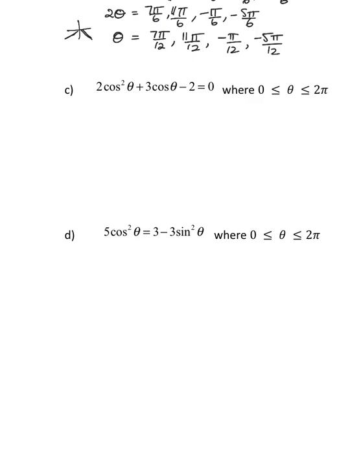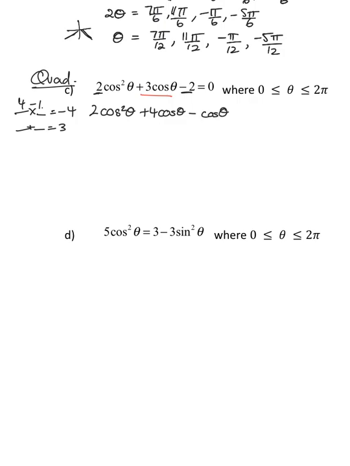Okay, this question here, question C, is a quadratic that we need to solve. So we're looking for 2 numbers that will multiply to give us minus 4, but add to give us 3. So I'm going for 4 and minus 1. What I do with that information is I'm going to split this centre term into those two. Then I'm going to pair and factorise. So 2 cos squared theta plus 4 cos theta minus cos theta minus 2 equals 0.